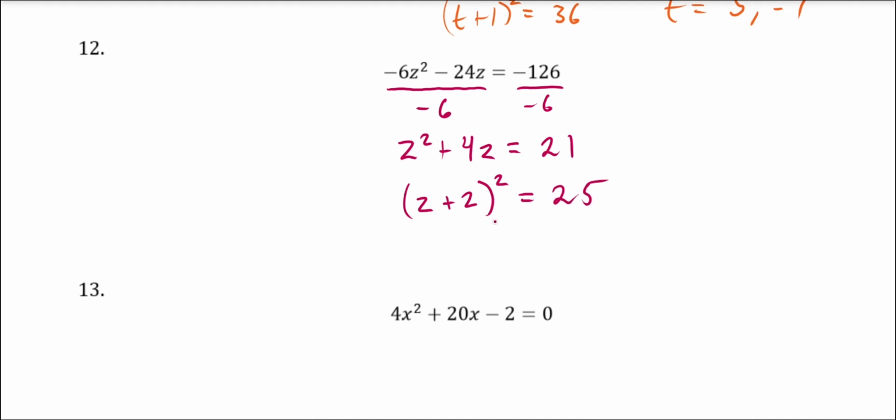Taking the square root plus and minus of both sides and moving my 2 over as a minus 2, we get -2 ± 5. And this is, of course, going to be -7 and 3.